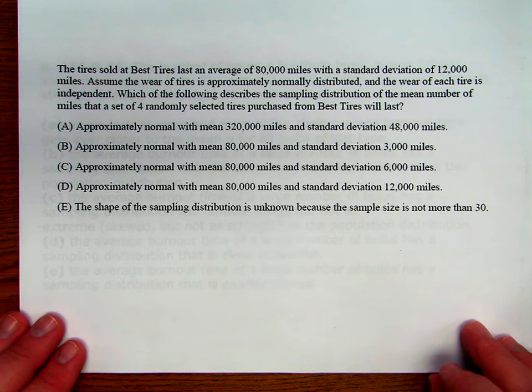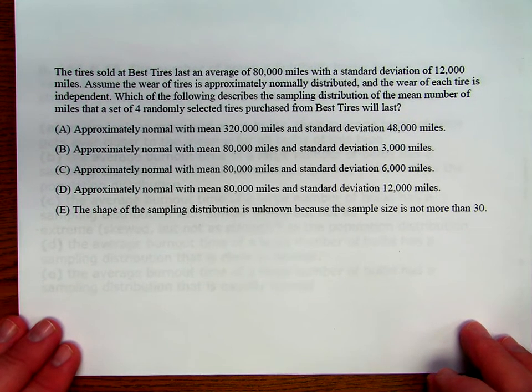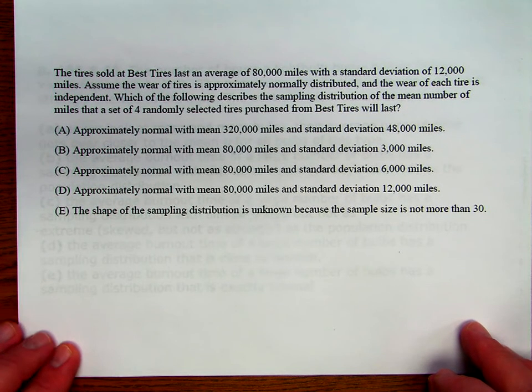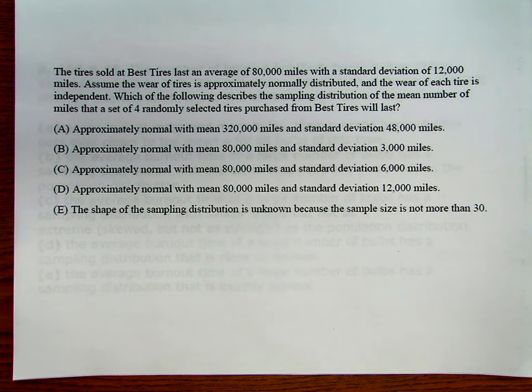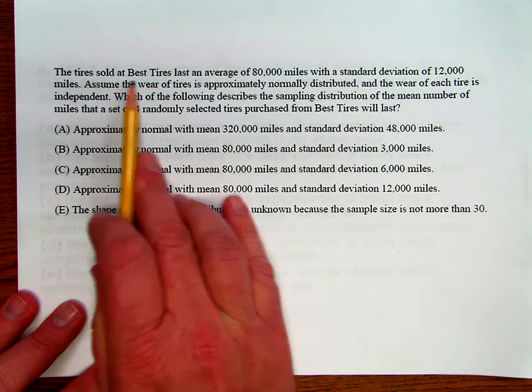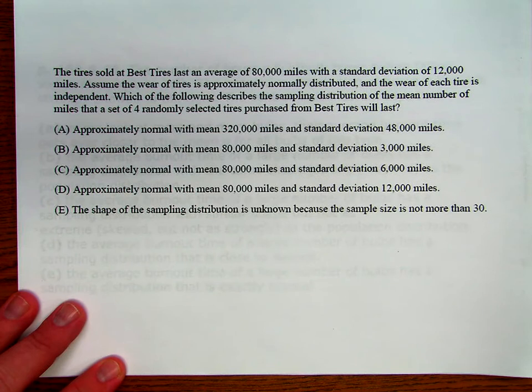All right, this is an AP question from a previous test. There's not really anything new in content here, just looking at a way you can approach this in multiple choice format. The tires sold at Best Tires last an average of 80,000 miles with a standard deviation of 12,000 miles. Assume that the wear of tires is approximately normally distributed and the wear of each tire is independent. Which of the following describes the sampling distribution of the mean number of miles that a set of 4 randomly selected tires purchased from Best Buy Tires will last?